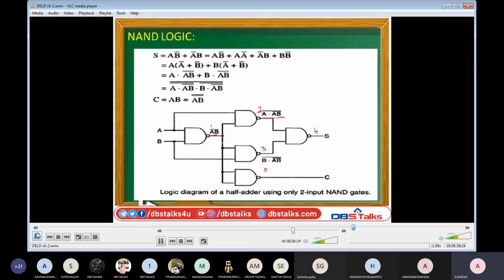This output is given again as input to the next NAND gate, that is AB complement into B, that is B into AB complement whole complement. So these two inputs, 2 and 3, are given as inputs to the 4, which will be equal to A into AB complement whole complement.